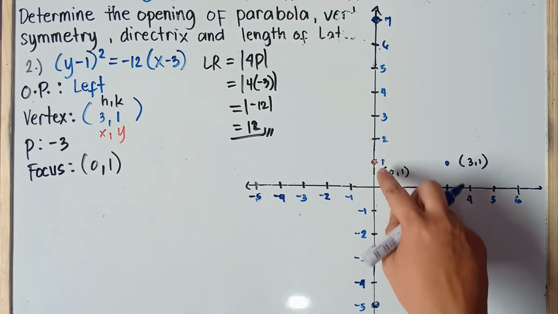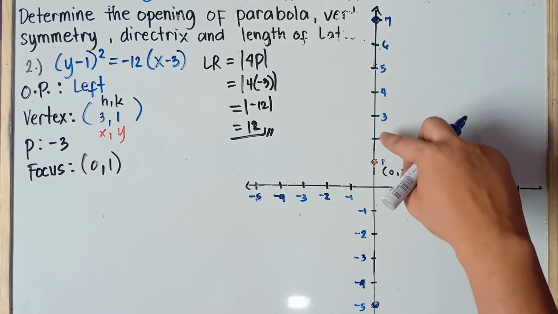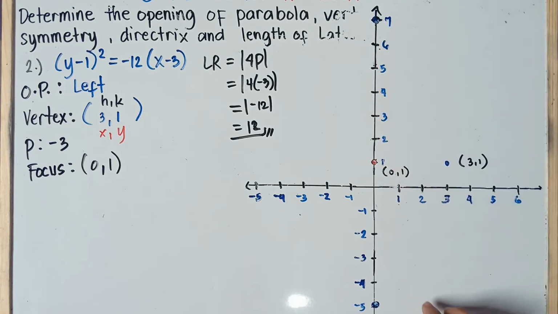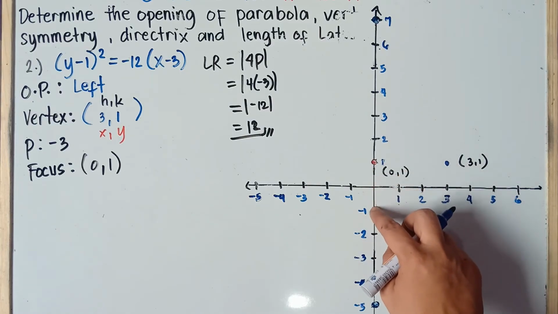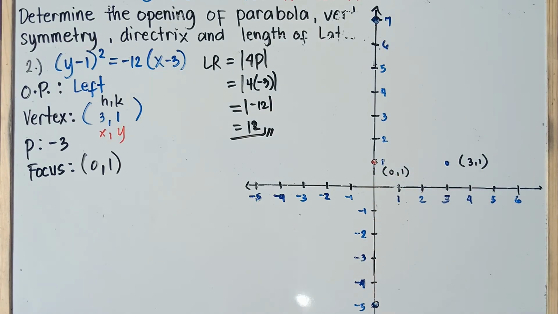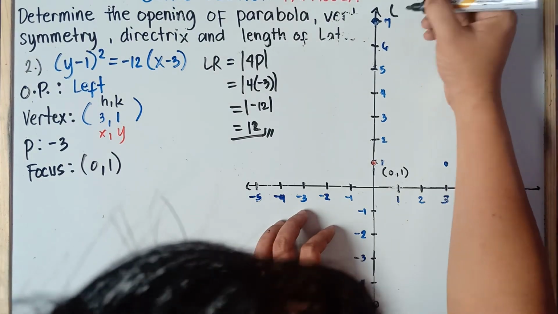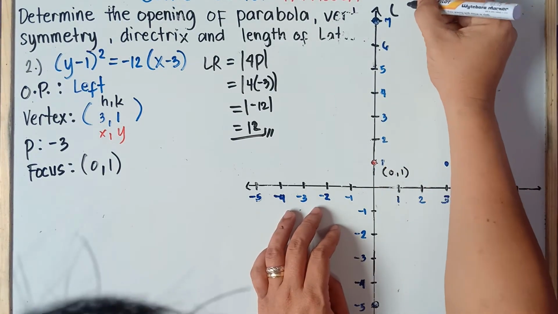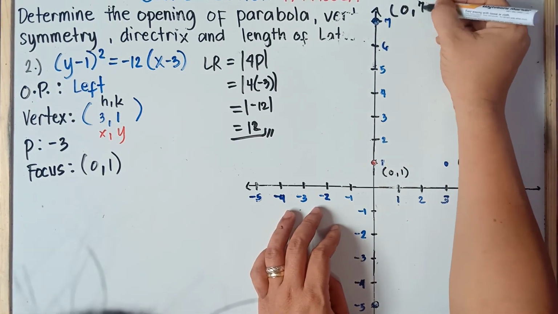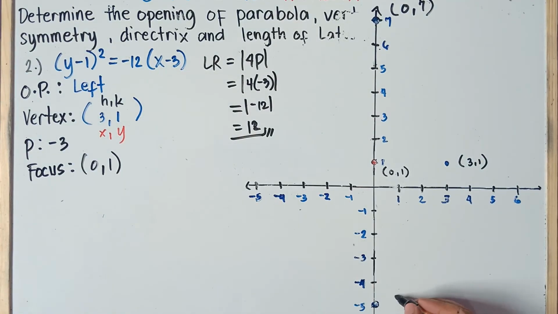Alright, so starting from the focus, 6 units upward. 1, 2, 3, 4, 5, 6. And then 6 units downward. 1, 2, 3, 4, 5, 6. That's it. And we can label this one. This is for X, that is 0, for Y is 7. Vertices of the latus rectum. This one is X is 0, then Y is negative 5.